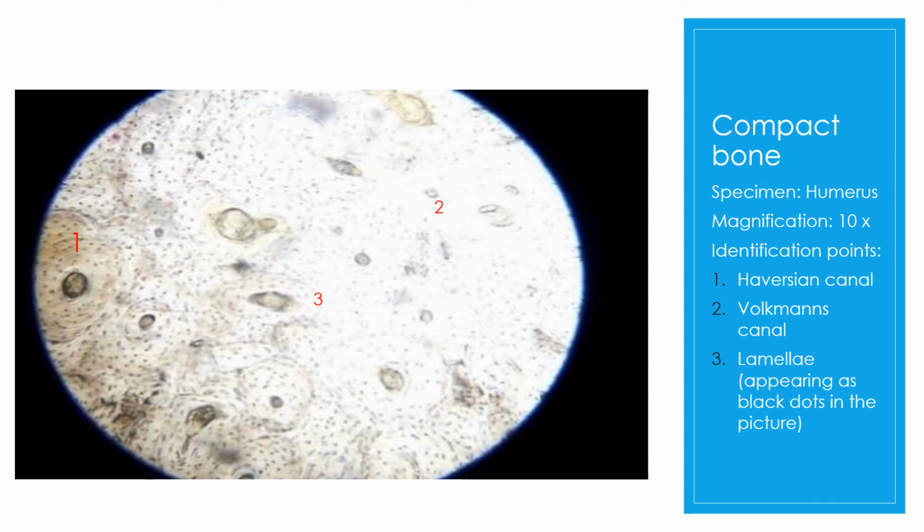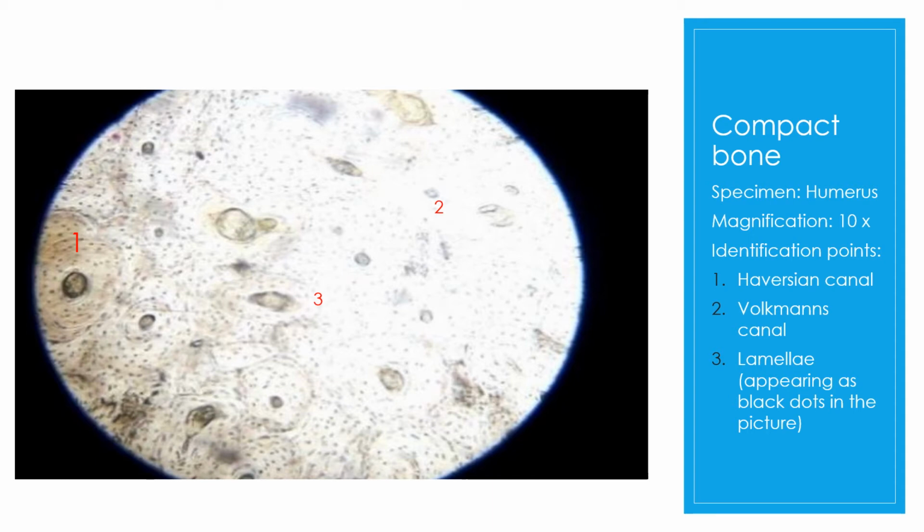And the basic identification point, first one, you need to identify the Haversian canals. You all know about the Haversian canals. What are the Haversian canals in the compact bone? So first you need to identify the Haversian canals. The points labeled, the black points which are labeled as 1, these are the Haversian canals.